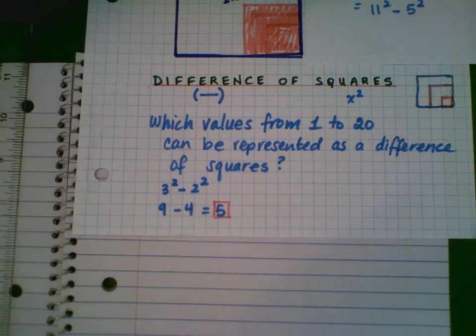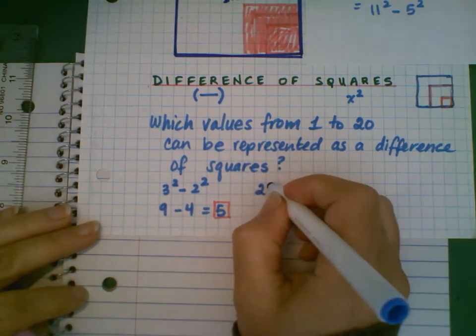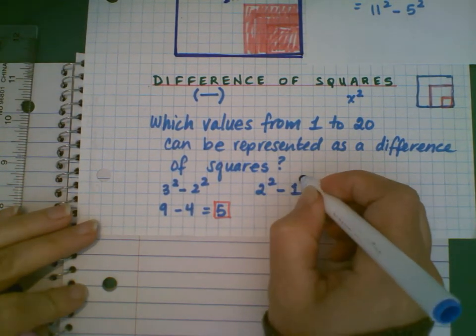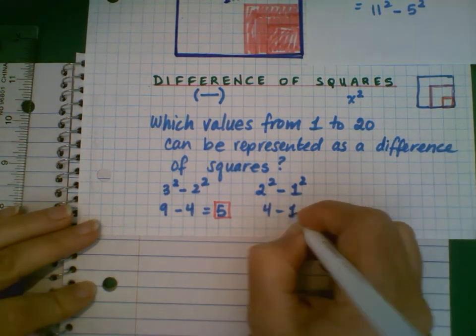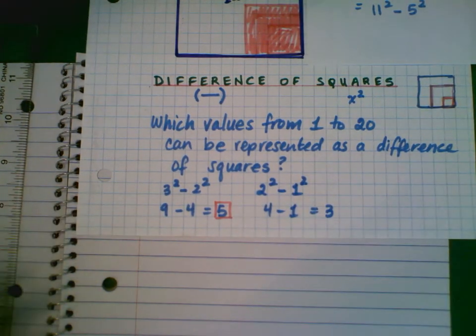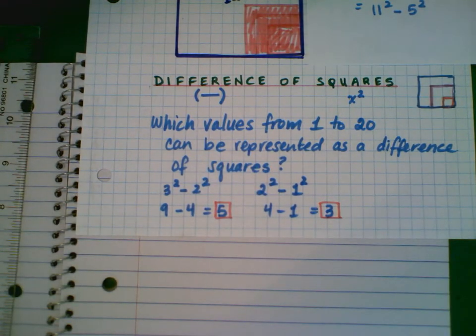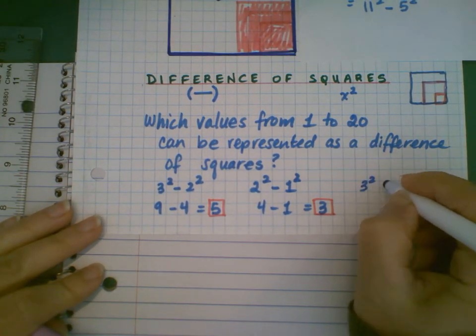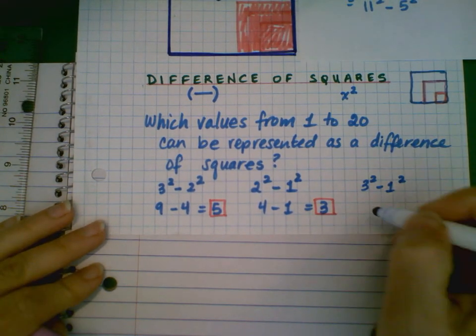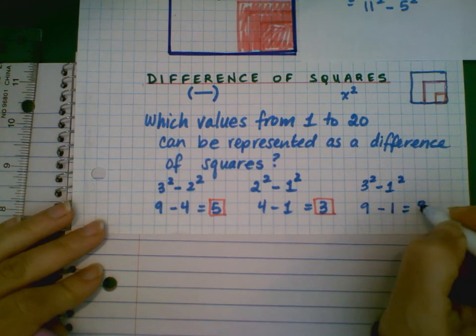That's one. I could do the purple minus the pink, so that's 2 squared minus 1 squared. 1 squared is 1, so that's 4 minus 1 is 3. So there's a value. And I'm going to try the blue minus the pink. So 3 squared minus 1 squared. That's 9 minus 1. That one is 8.